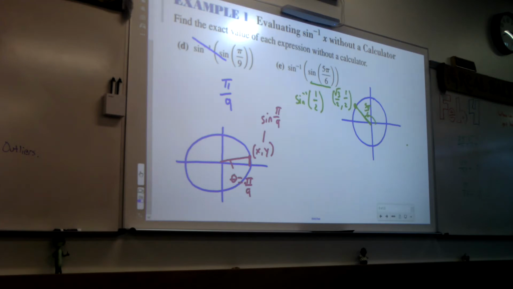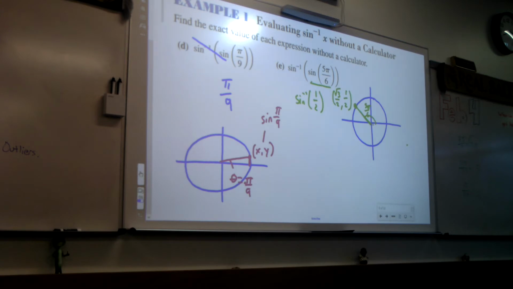5π/6 is an option, but it's not going to be the answer we get. How come? Because it's in the second quadrant. Are we using the second quadrant for sine? So which angle is in the first or fourth quadrant where the sine is 1/2? And you'd say what? Just π/6, right?